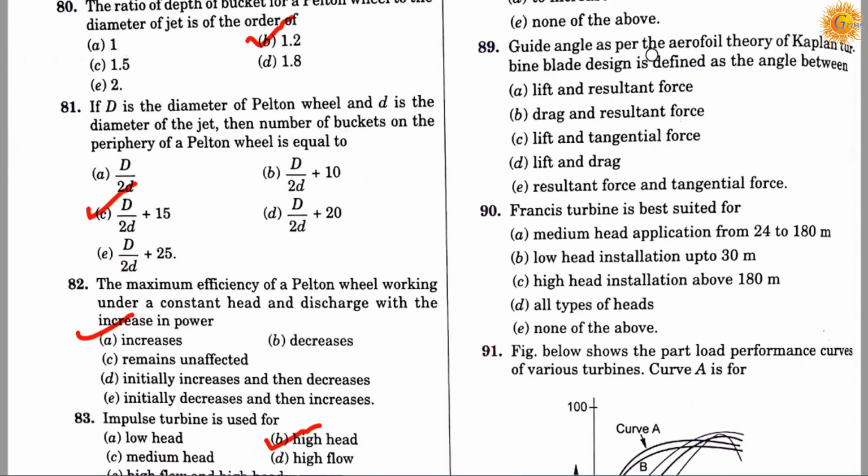Guide angle as per the airfoil theory of Kaplan turbine blade design is defined as the angle between option A, lift and resultant force, option B, drag and resultant force, option C, lift and longitudinal force, option D, lift and drag, option E, resultant force and the tangential force. Correct answer is A. It will be lift and the resultant force.